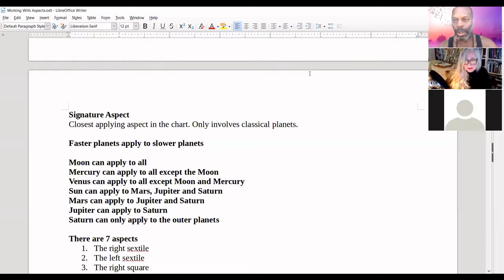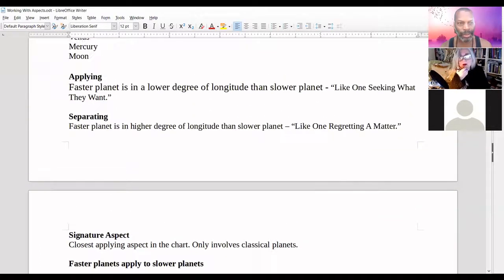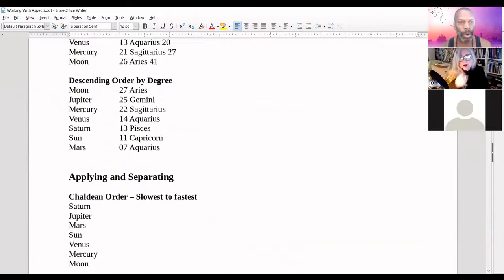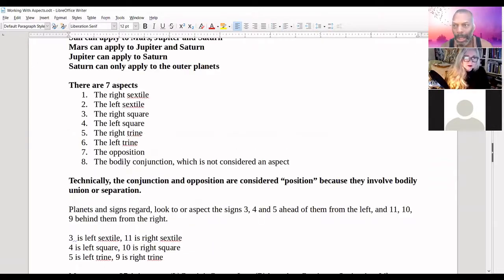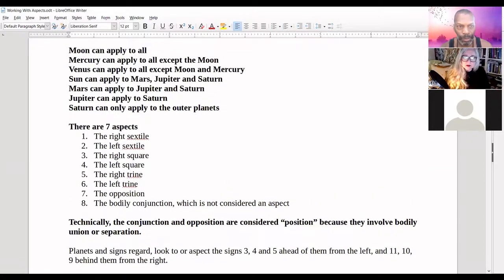All right, so I'm just going to go backwards for just a second so that we have this understanding of this: this is our slowest to fastest, right? And then this is our descending order numerically. This is going to be really important. So keep the descending order in front of you, and then also keep the list of who can apply to whom in front of you. All right?